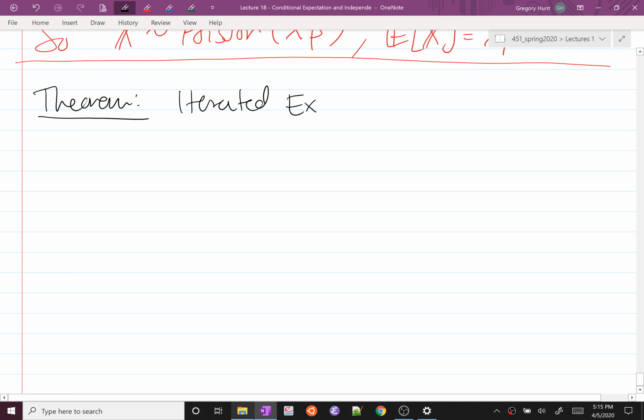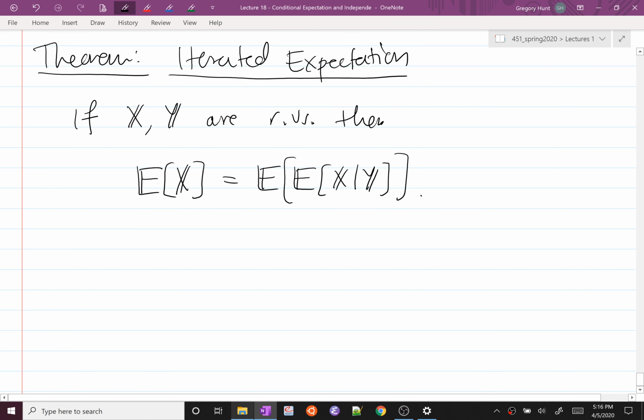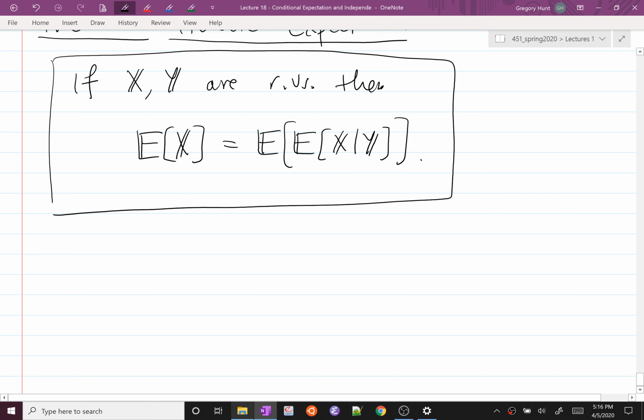If X and Y are random variables, then I can calculate the expected value of X as the expected value of the expected value of X given Y. I'm going to write it like this. That's the theorem. This is called iterated expectation, because I'm going to do expectation twice. If I want the expected value of X, I can take the expected value of X given Y, and then take the expected value with respect to Y of that quantity.